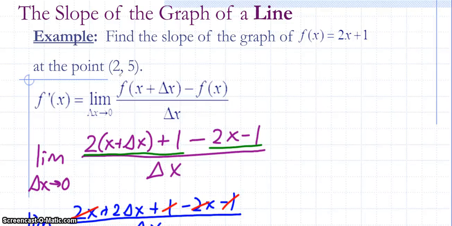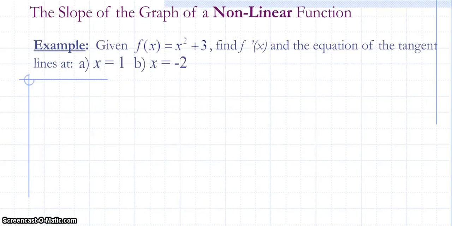I did this example because we should have known this from the beginning. What is this the equation of? It's the equation of a line. We know that the slope of a line is constant the entire time. f of x equals 2x plus 1 has a slope of 2. Therefore, any line tangent to this line at any point is also going to have a slope of 2.